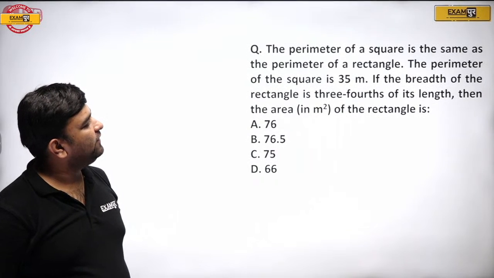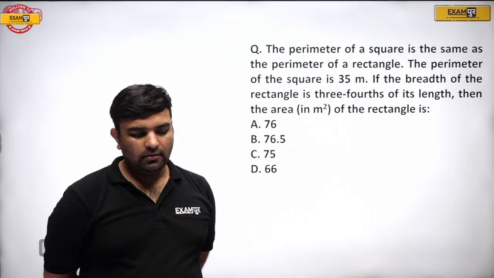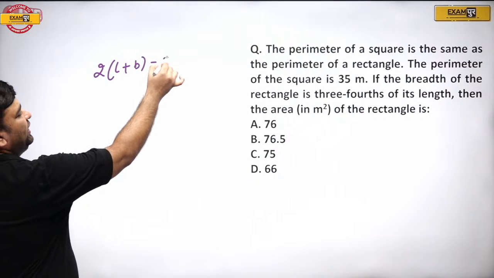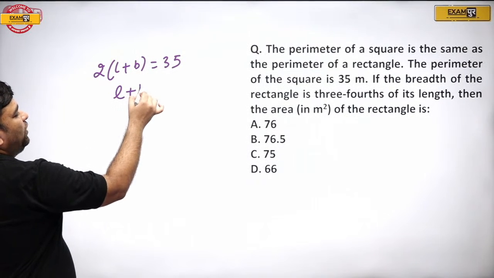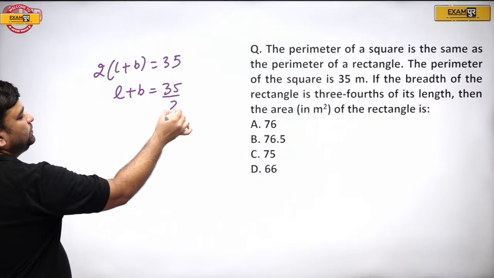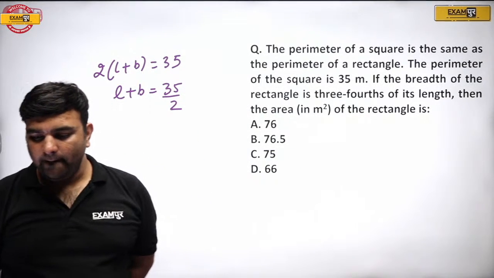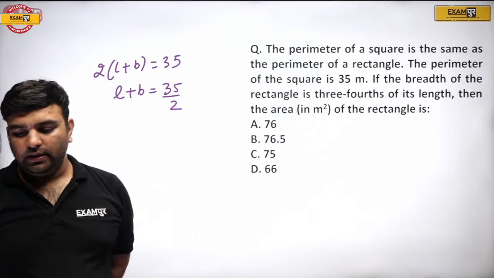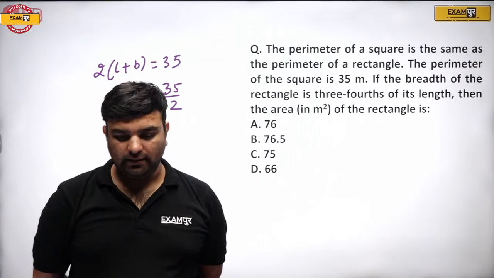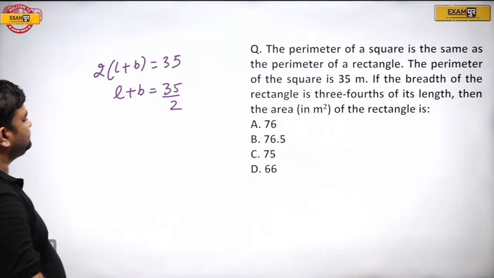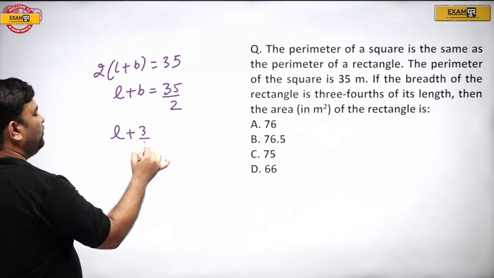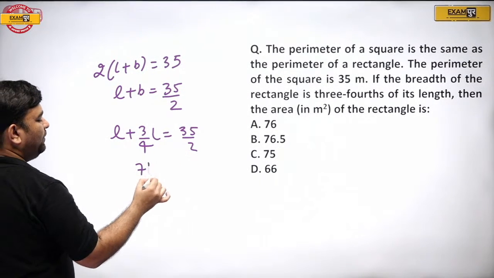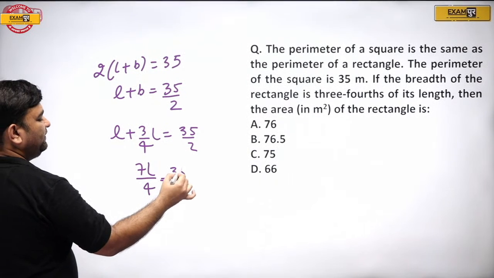Perimeter of the square is already given. So the perimeter of the rectangle is 2 times L plus B, which is equal to 35. So length plus breadth of the rectangle is 35 divided by 2. Now breadth is 3/4 of the length. 4 plus 3, 7L by 4 is equal to 35 divided by 2.